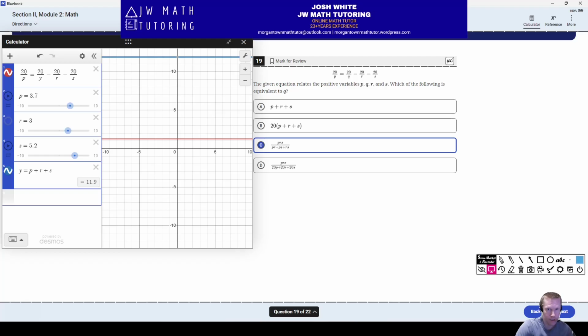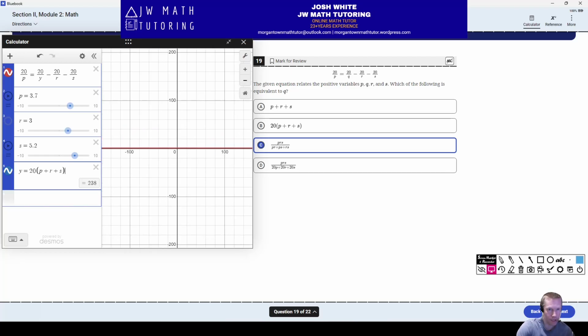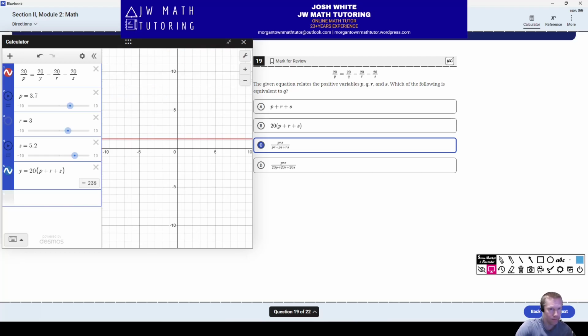Therefore, A is wrong. Okay, B is the exact same thing, but just stick a 20 out here. Well, no, that's not even going to be on the screen. It's way up here. Doesn't overlap, not the correct answer. Let's check C. PRS over PR plus PS plus RS. Notice, yes, the blue completely overlaps the red, therefore it is the correct answer. I'm not going to bother checking D because I know it's wrong, but in theory you would also do that.